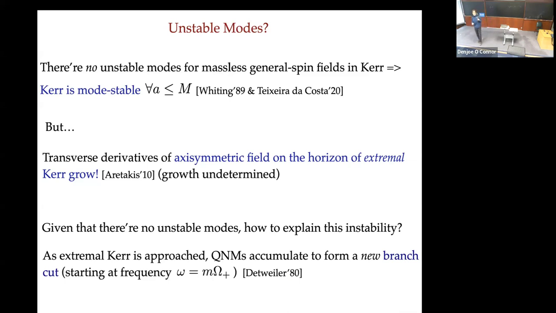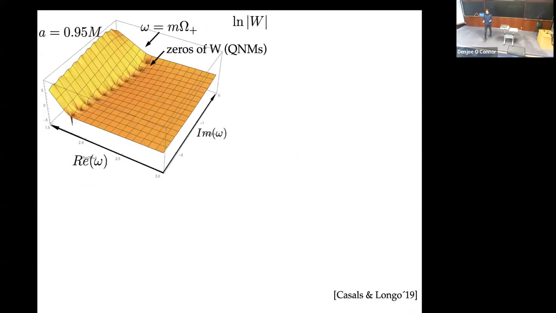Before, when I showed you the quasinormal modes, I said, look at the value of a: as the rotation increases, these quasinormal modes get closer and closer to the real axis. In fact, as you approach extremality, the quasinormal modes pile up and reach the real axis. This is an actual numerical calculation by a master's student of mine in Brazil, Luis Longo, in Kerr. This is the logarithm of the Wronskian. Whenever the Wronskian is equal to 0, you've got a quasinormal mode, so the log of the Wronskian is minus infinity. All these dips are where the quasinormal modes lie, in the complex frequency plane.